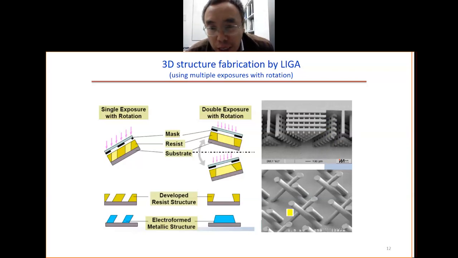So here I want to ask you, can we use positive resist to get similar structures? The answer is no. If we have something like this, it has to be done by using the negative resist, because negative resist will be cross-linked. So when you expose this way, this part will be cross-linked. When you expose this way, this part will be cross-linked. But for the positive resist, you cannot make structures like this.